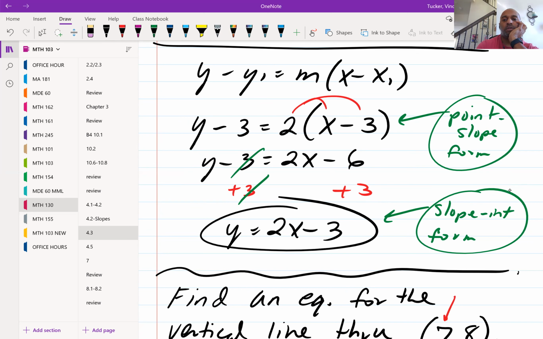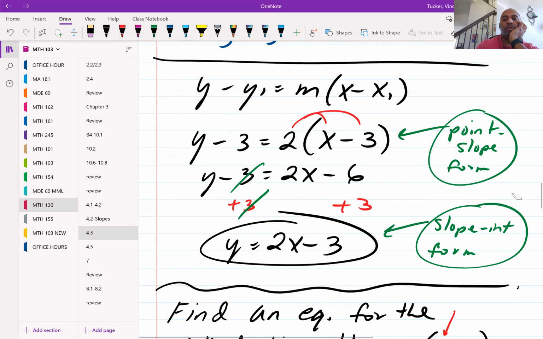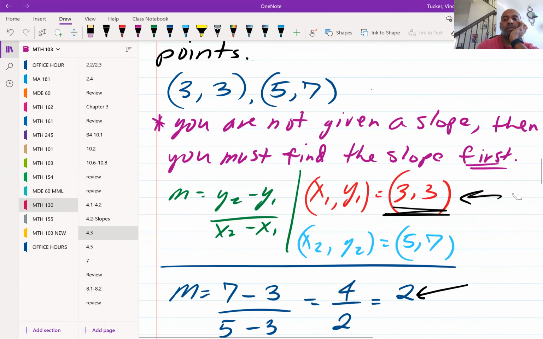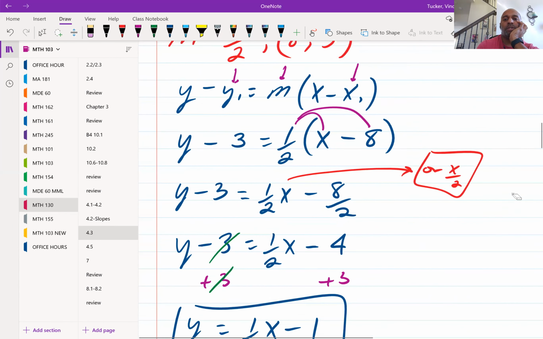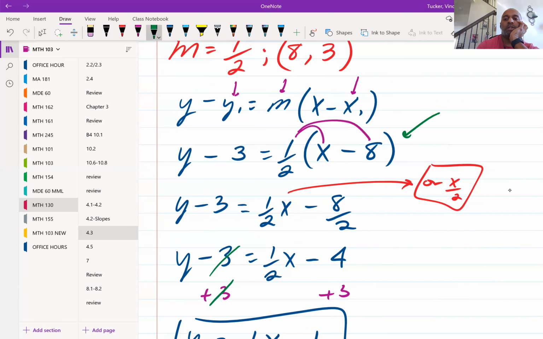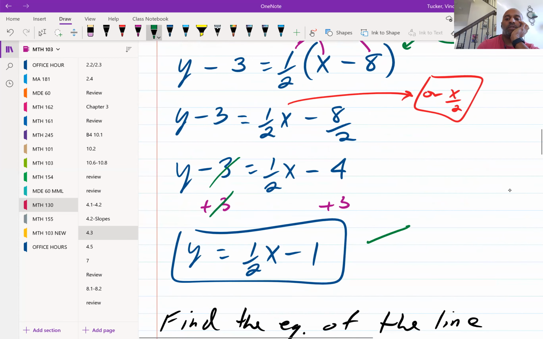Questions? And so if you were to go back up here, same thing here. This would be point slope form. And this right here would actually be slope intercept form.